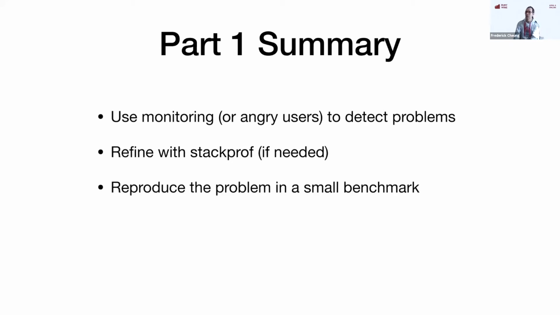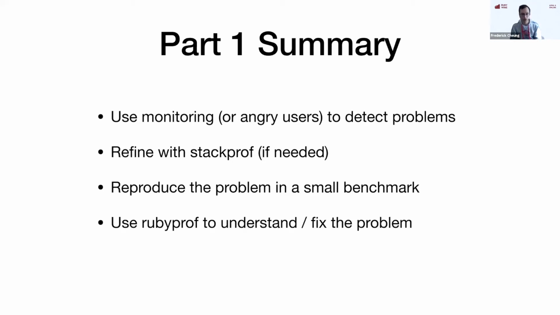Extract a problem to a small benchmark. And again, this is not critical, but your life will be so much easier if you have this one script that does exactly the slow bit and nothing else, and you can just iterate on really quickly. And then use ruby-prof to drill into where the problem is happening and try and fix it. And then obviously the last step is always profit.